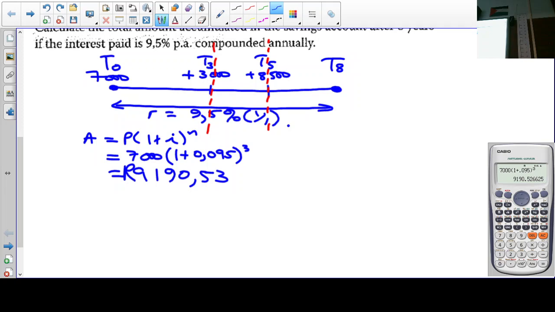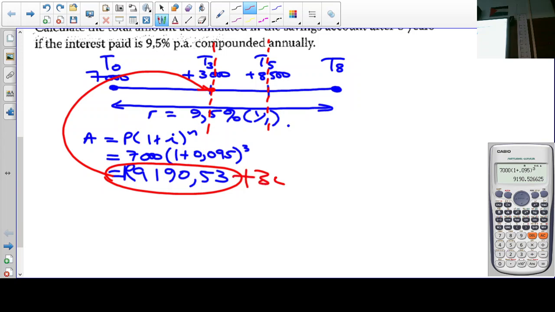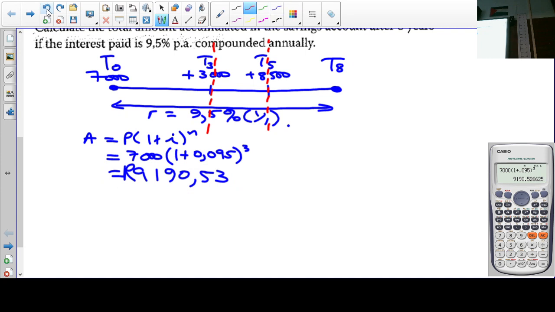People, now this amount here is the amount of money lying at that point. Can you see that? But what happens also at that point? 3,000 Rand is actually added to this account, which strengthens the account by a further 3,000 Rand. Makes sense, people? So what is going to change here? My P value at that point. So the P value now changes as 9,190 Rand and 53 cents is added, or 3,000 Rand is added to that total.